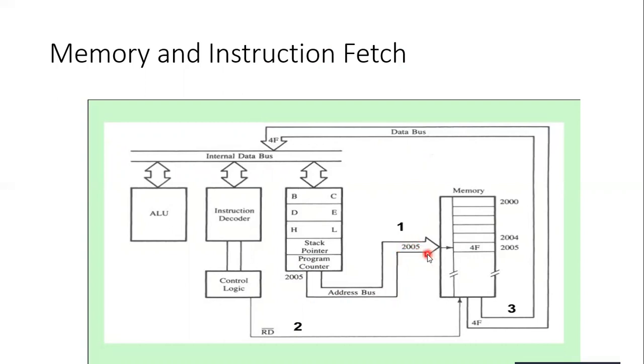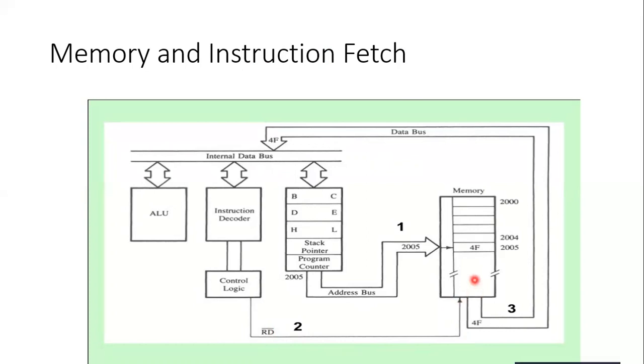Then now we want to read this instruction. Therefore, what happened? The control unit generates a control signal, memory read. This is step 2.